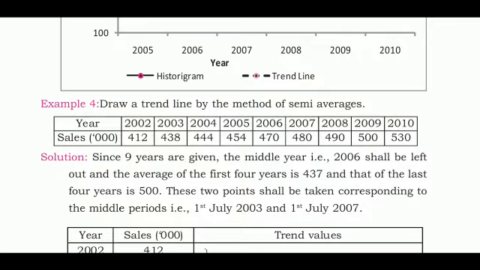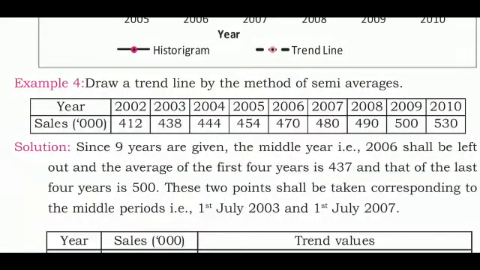Let us do one more example for the doubt to be more clear and for understanding to be very simple here. Draw a trend line with the method of semi-averages. Years 2002, 3, 4, 5, 6, 7, 8, 9 and 10. Sales values are 412, 438, 444, 454, 470, 480, 490, 500 and 530.